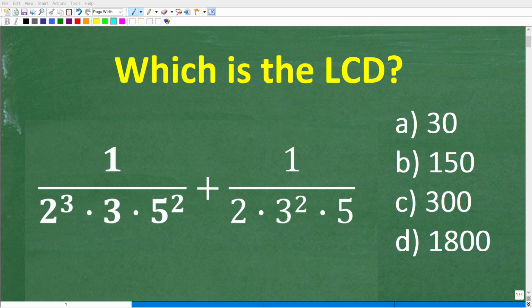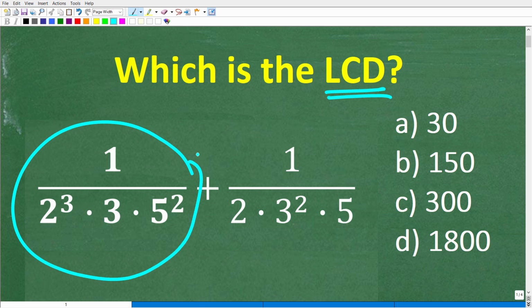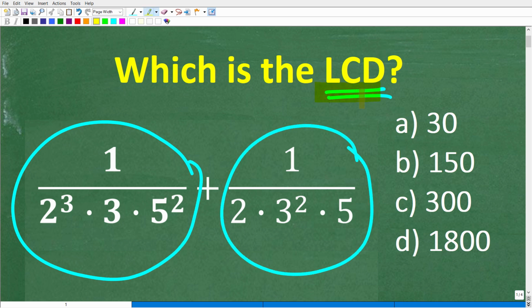Okay, so if you actually understand fractions, then this should be a very easy problem to solve even without using a calculator. All right, so let's take a look at the question. The question is, what is the LCD between these two fractions? So we have a fraction here and a fraction over here. And what is the LCD?